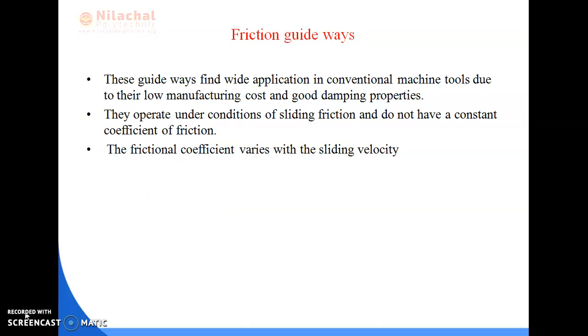Friction guideways. These guideways find wide application in conventional machine tools due to their low manufacturing cost and good damping properties. Means these types of guideways are very low cost and have good damping properties. They operate under conditions of sliding friction and do not have a constant coefficient of friction. Means the coefficient of friction will change. The frictional coefficient varies with the sliding velocity.